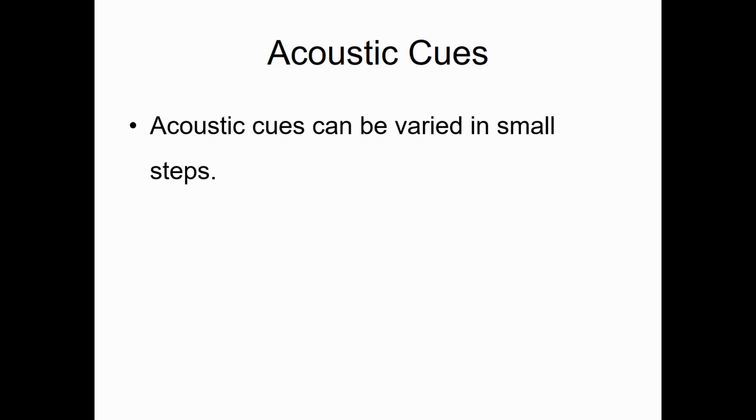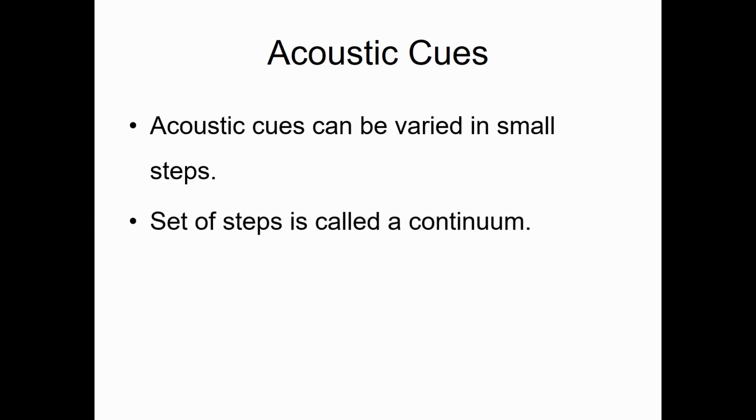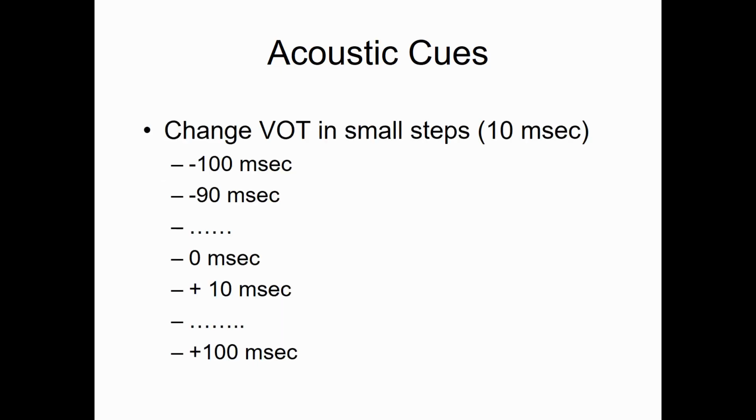So acoustic cues can be varied in small steps. And this set of stimuli that vary in those small steps is called a continuum. One of the few words in English that has UU together. So we could make a continuum in voice onset time by varying voice onset time in small steps. We could start out making a ba with 100 milliseconds of voicing lead, a negative 100 milliseconds voice onset time, and then synthesize that all the way up to pa with 100 milliseconds of voicing lag, so a plus 100 milliseconds voice onset time.